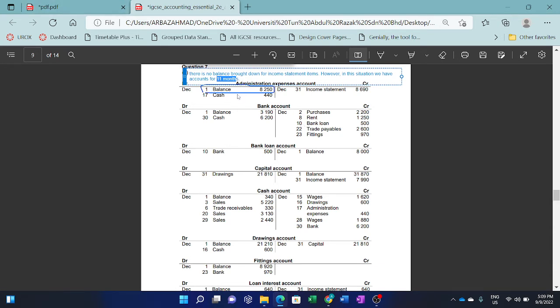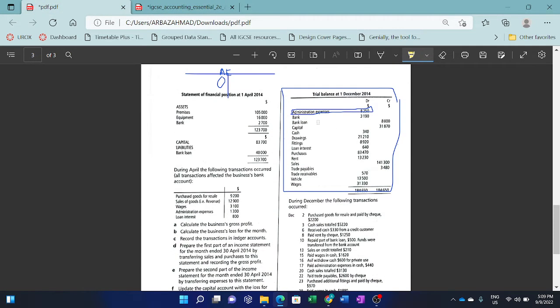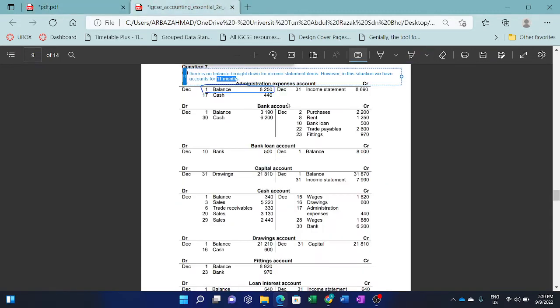So what we do is we add all the balance. So does not matter whether the item is a balance sheet item or an income statement item, we are going to add it no matter what. So it doesn't matter if it's an income statement or balance sheet item, we will add all these balances. We will open account for administration expense, bank loan, capital, cash, drawings, fittings, loan interest, purchases, rent, sales, trade payable, receivables, vehicle and wages. All these accounts we are going to open and we are going to have these balance. So I am going to have all these balance, okay?